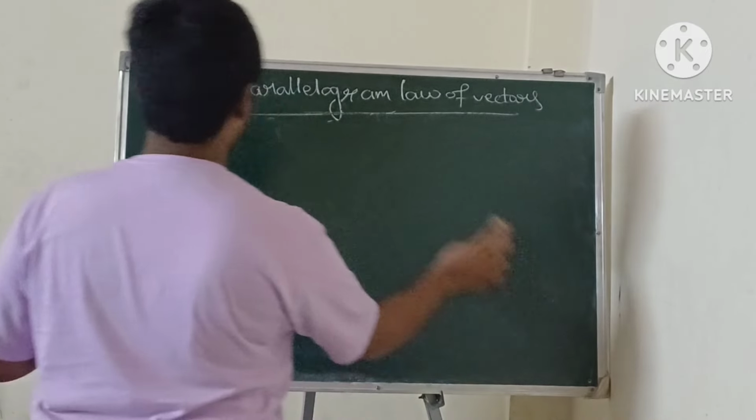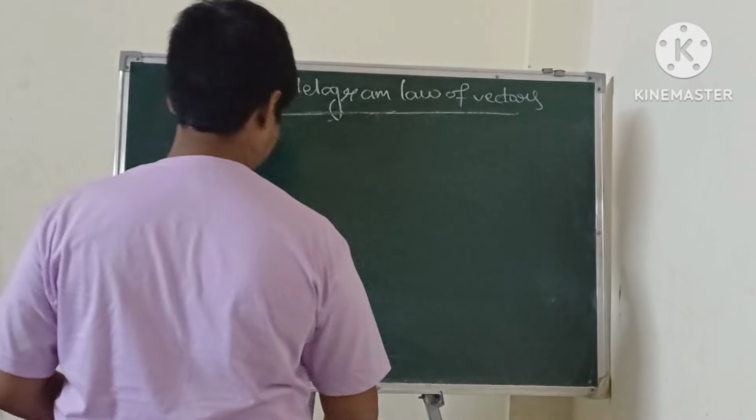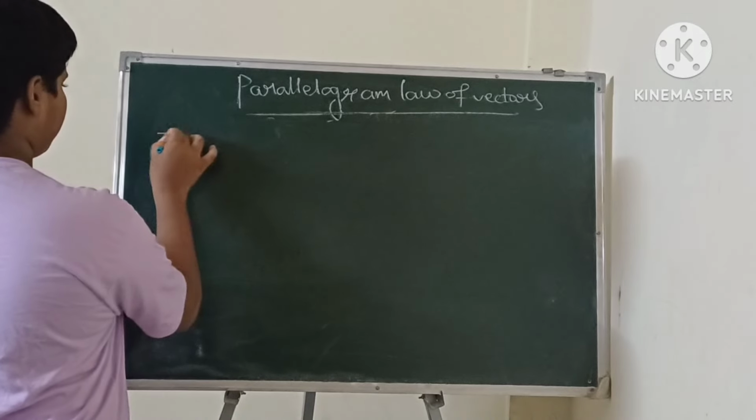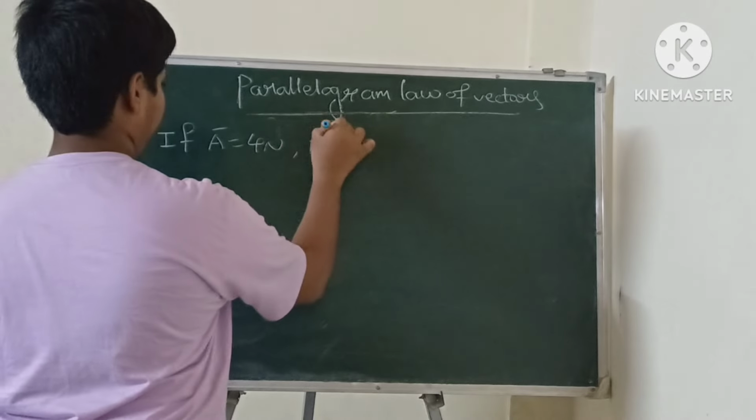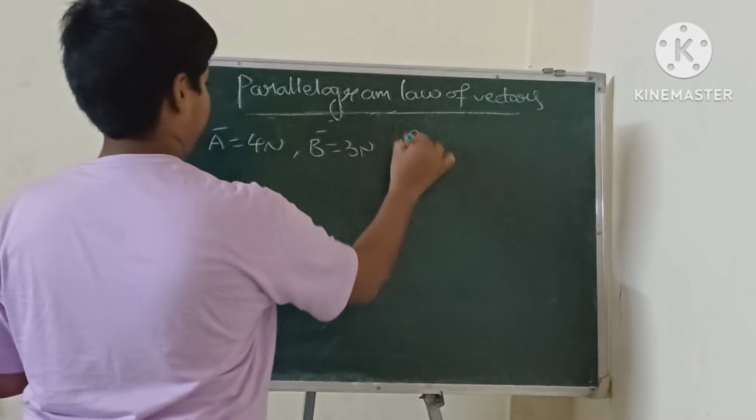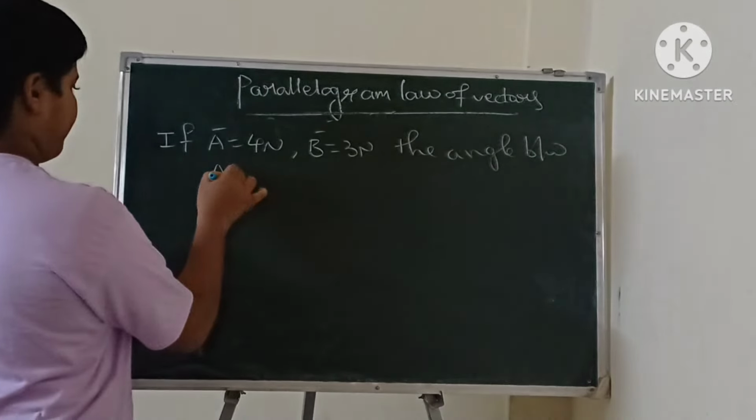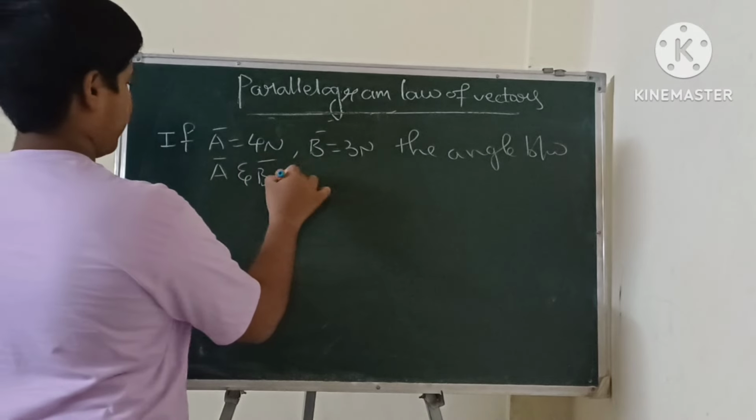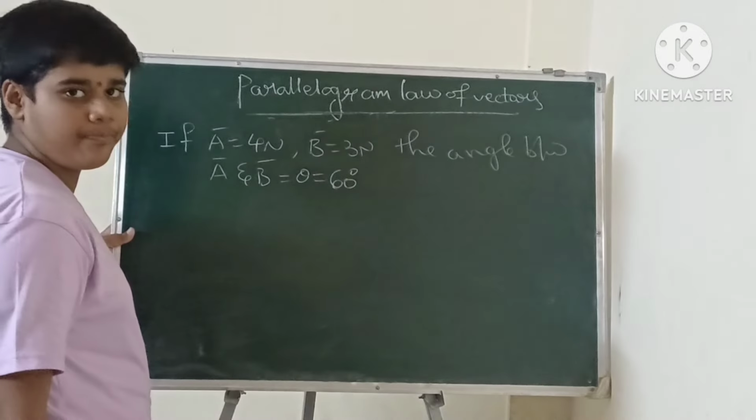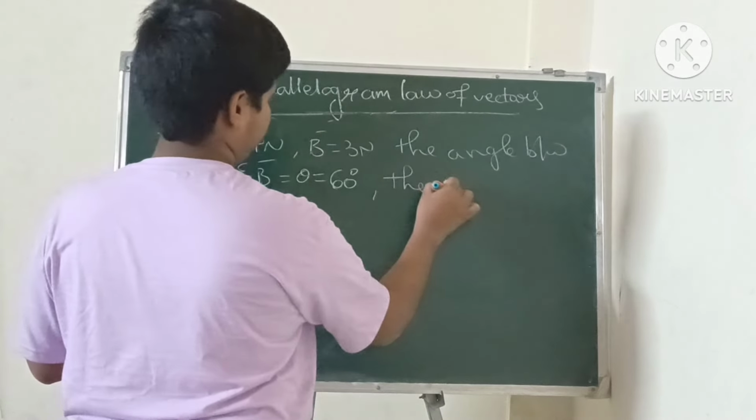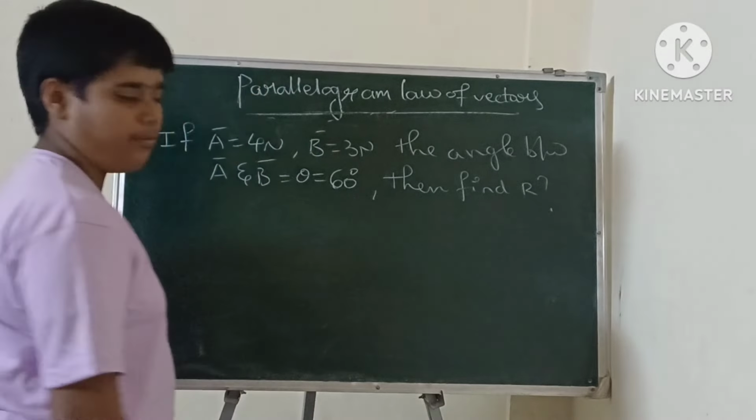And some examples. See. If A bar is equal to 4 newtons and B bar is equal to 3 newtons, and the angle between A bar and B bar, theta, is equal to 60 degrees, then find the resultant. Find the resultant.